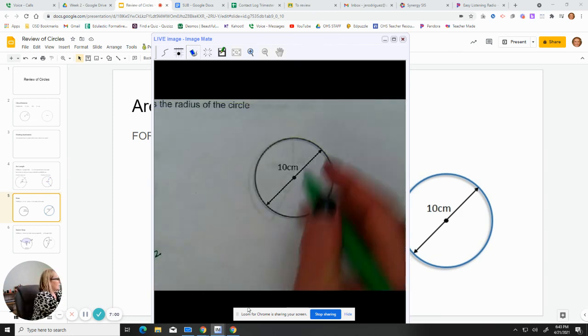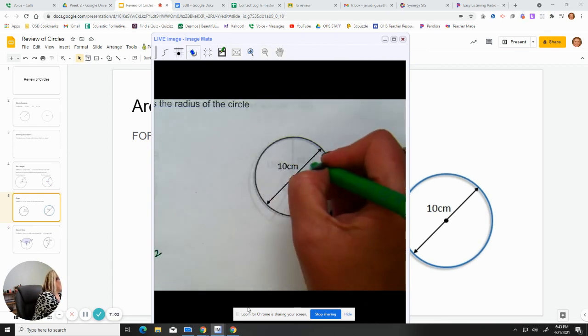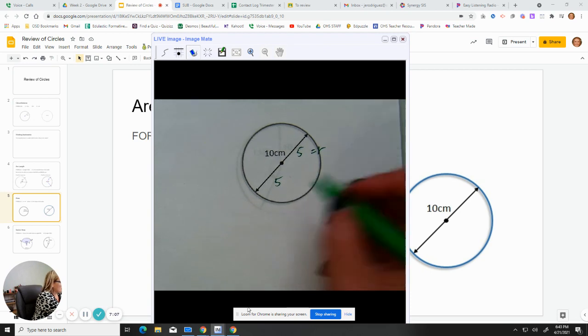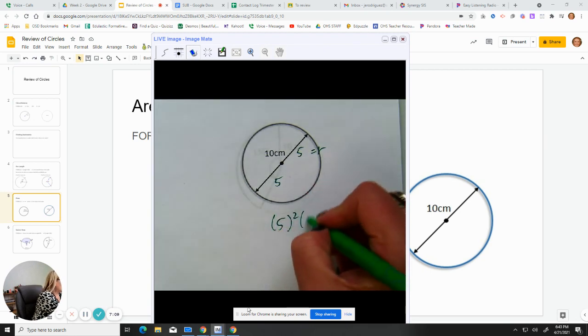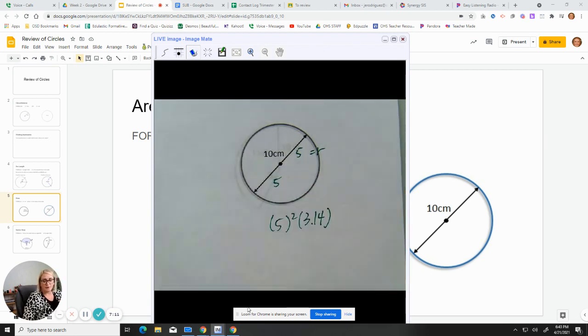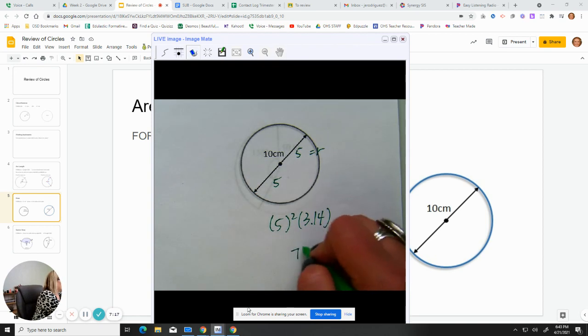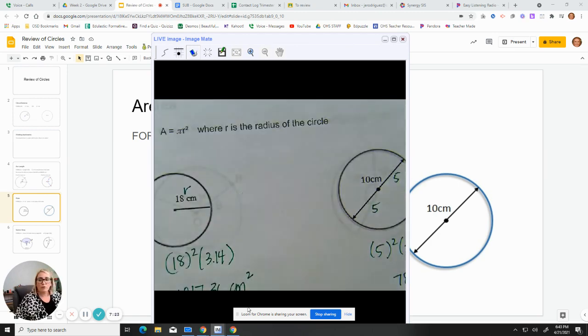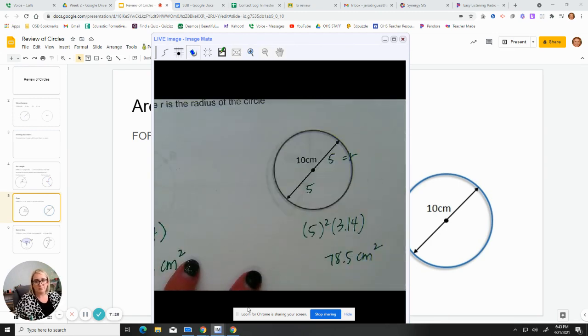Okay, for this one, it gives us a diameter, so we have to cut it in half to know that the radius is going to be 5. And then we plug it into pi r squared. And to get this one, we would get 78.5, and again, square centimeters. So radius is straightforward, plug it in and solve, diameter divide by 2, and then plug it in and solve.